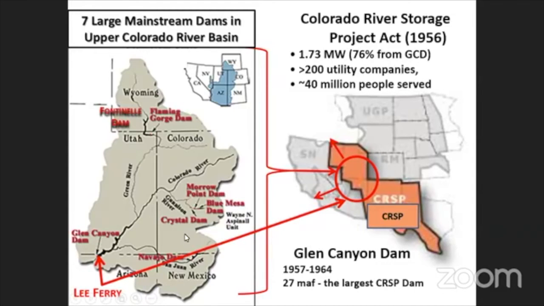It's the second largest reservoir in the 48 states. It produces a fair amount of hydroelectric power, that is served to more than 200 utility companies, and with the water storage and hydroelectric power production, it serves about 40 million people in the Southwest. The Colorado River, of course, is the main water supply for the Southwest.